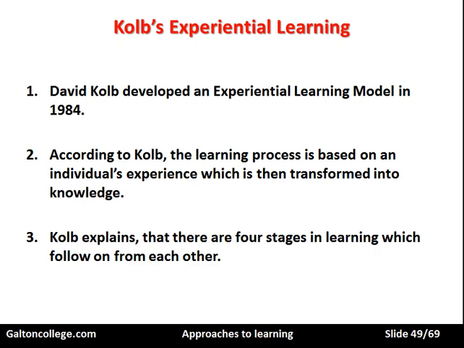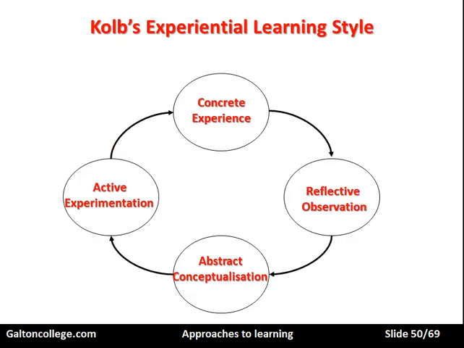But in terms of experiential learning, he explained that there are 4 stages in learning which follow from each other. Now these 4 stages are: we have some sort of concrete experience. We have a concrete experience there. So in other words, we experience something. Something happens and we experience it. We see something happening and we look at it. We have an experience of it.